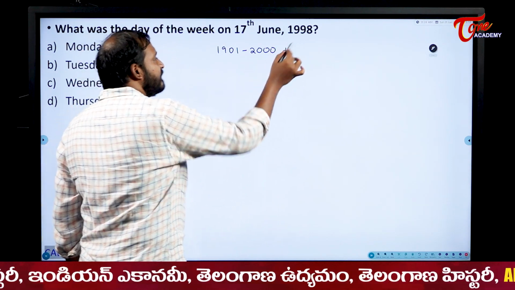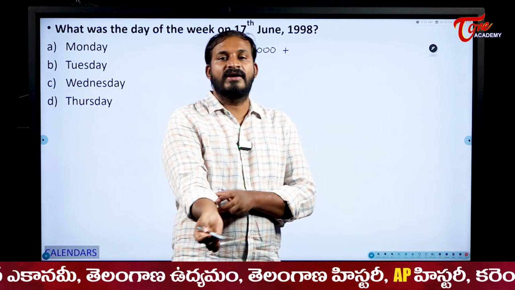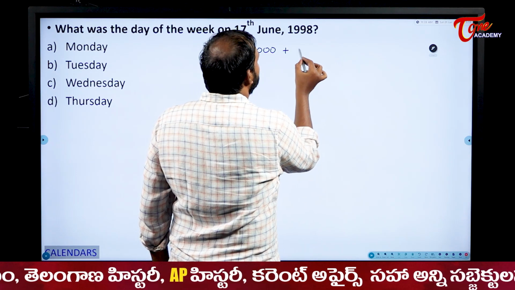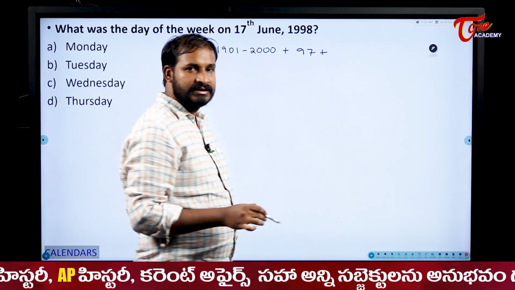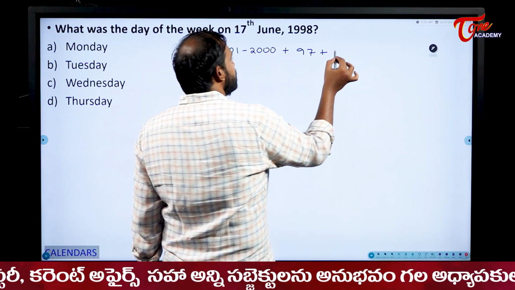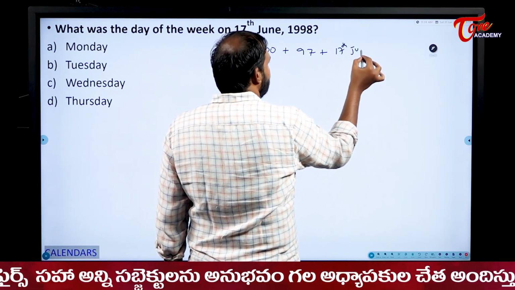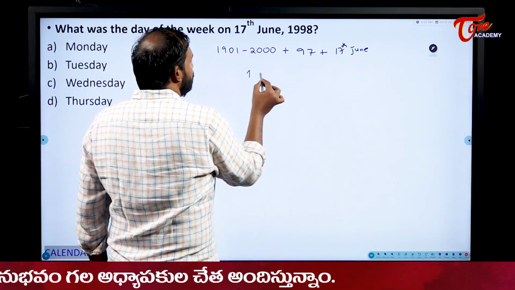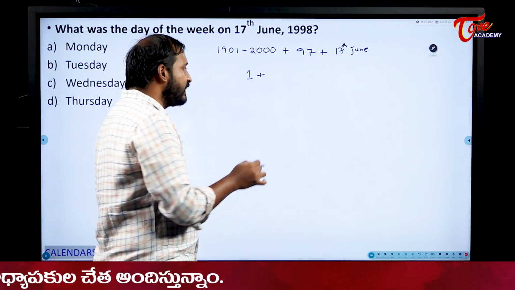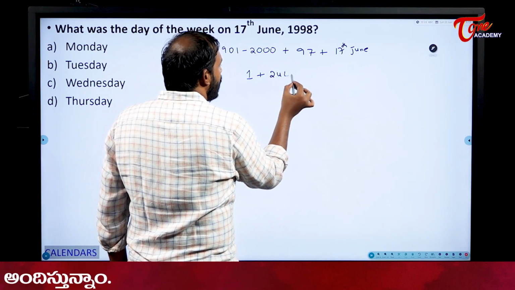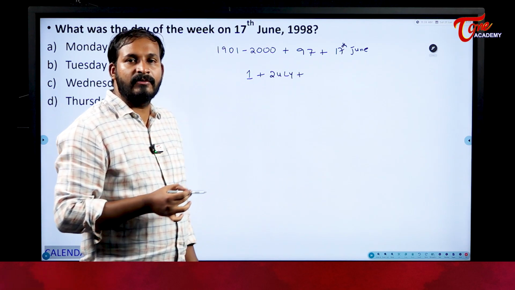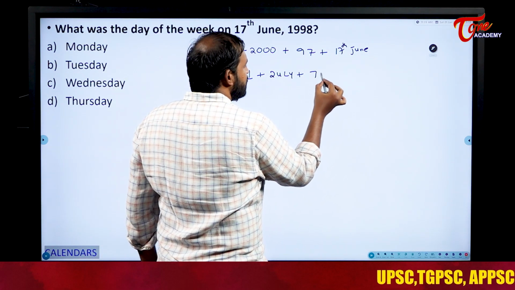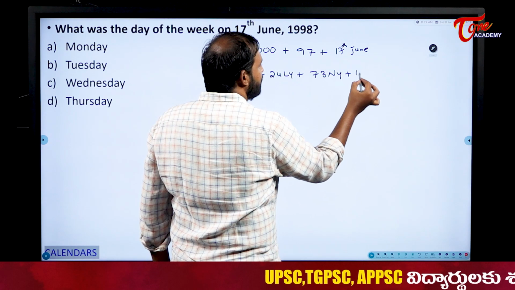Plus, in the same century, how many years are completely finished? We are finding a date in the year 98, so 97 years are already completely finished, and 17th of June. Now for 1901 to 2000, what is the century code? 1. In 97 years, how many leap years will we have? 24. Out of 97, if 24 are leap years, what about normal years? 97 minus 24 becomes 73. So 73 normal years plus 17th of June.